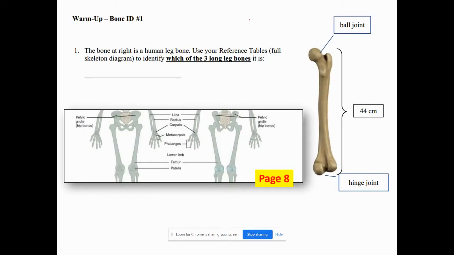All right, so here we go. We've got a human leg bone. We've got to figure out from our reference tables which of the 3 leg bones it is. Well, it's got a ball joint at the top, a hinge joint at the bottom. The length isn't too useful right here because it could come from a grown-up or a child, but you probably know that your knee is a hinge joint and your hip is a ball and socket joint. That means we've got the femur. This is a thigh bone. Okay, so what do we got? We got a femur.